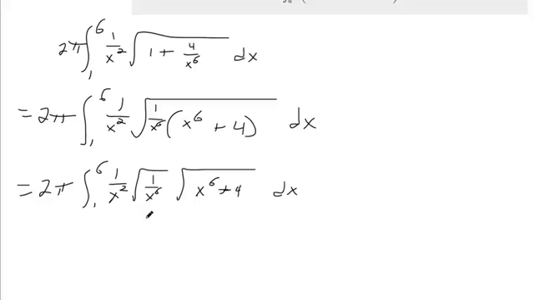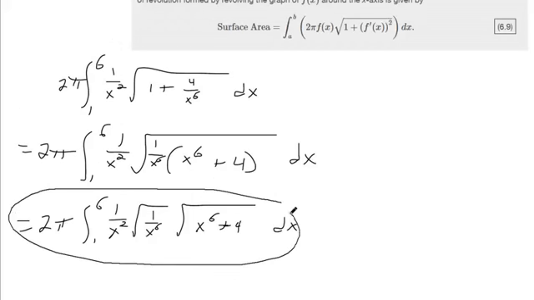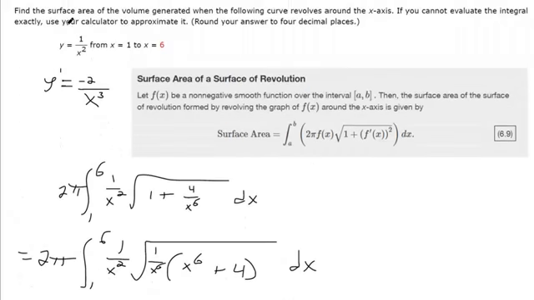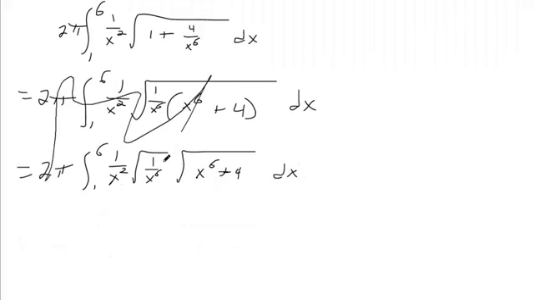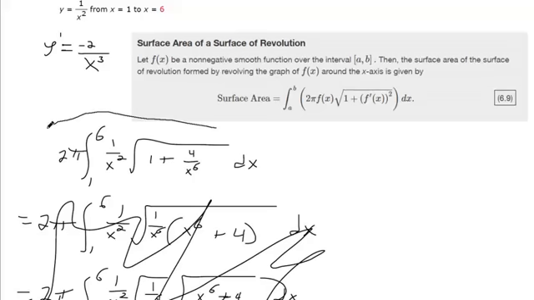And so the square root of something, I don't know if this is going to help. I worked on it for a bit. It led to a dead end. So this is the part of WebAssign where they ask you to use a calculator to approximate it. So let's scratch this out. This is what we need to use a calculator to approximate.